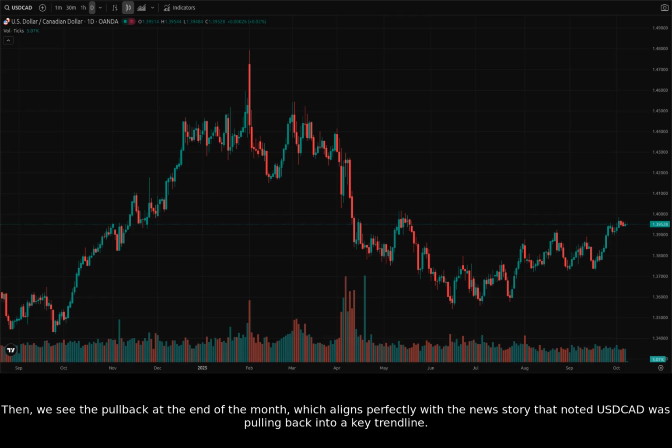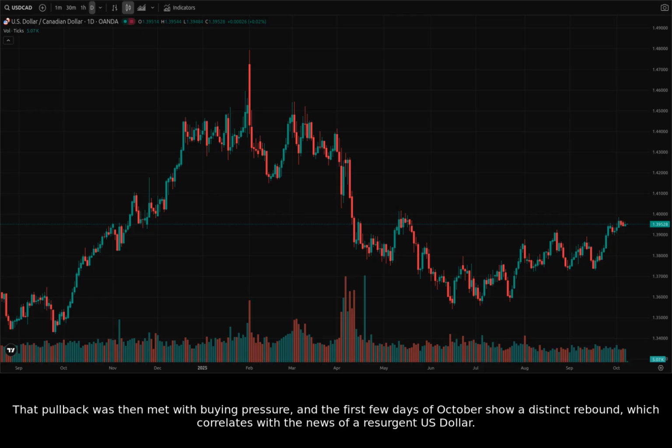Then, we see the pullback at the end of the month, which aligns perfectly with the news story that noted USDCAD was pulling back into a key trend line. That pullback was then met with buying pressure, and the first few days of October show a distinct rebound, which correlates with the news of a resurgent U.S.